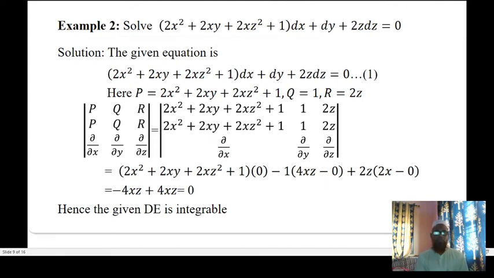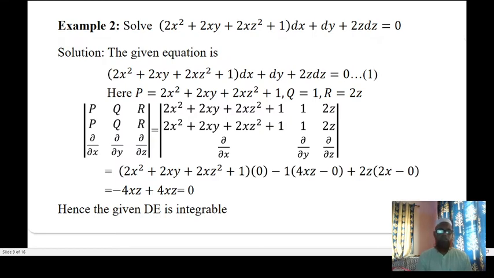So next example, solve (2x square plus 2xy plus 2xz square plus 1) dx plus dy plus 2z dz equal to 0. So this is a total differential equation which can be solved by the third method, that is by treating any one of the variables as a constant, because it is not homogeneous, and by the inspection method also we cannot regroup it into an exact equation. So hence the given equation is (2x square plus 2xy plus 2xz square plus 1) dx plus dy plus 2z dz equal to 0.